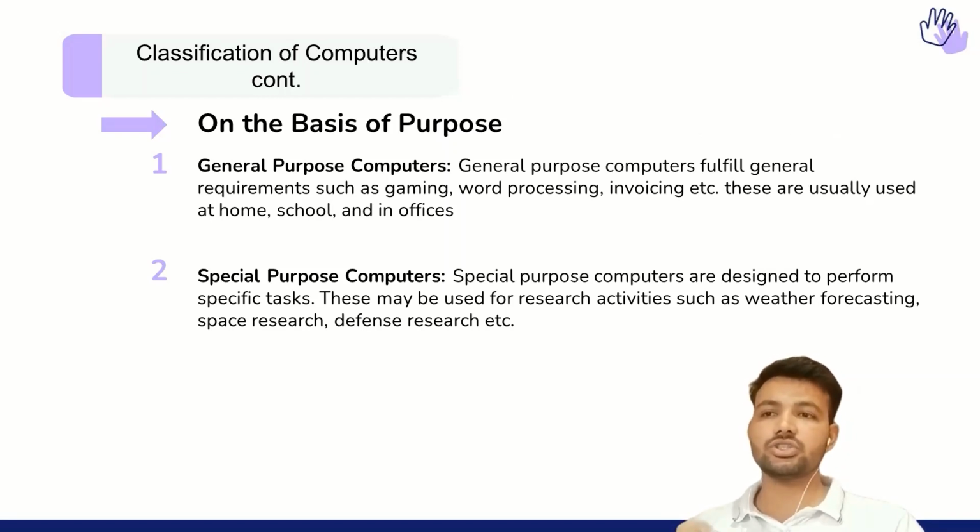Next is the special purpose computer. Special purpose computers are designed to perform specific tasks. They may be used for research activity such as weather forecasting, space research, defense research. So when we design our computer for a single purpose and keep its architecture according to that, we can say they are special purpose computers. They can use different types of computer architecture, and they may have different hardware.